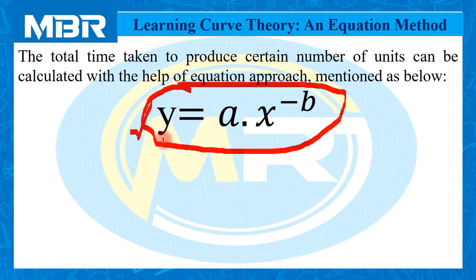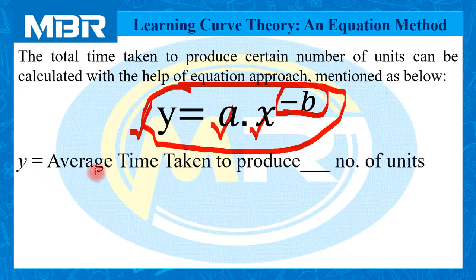First factor is y equals a multiplied by x raised to minus b. Let us understand the meaning of all four variables that we have used in this formula. Y equals average time taken to produce a number of units. It means if we want to calculate average time taken to produce 10 units, we have to use y equals average time taken for 10 units.